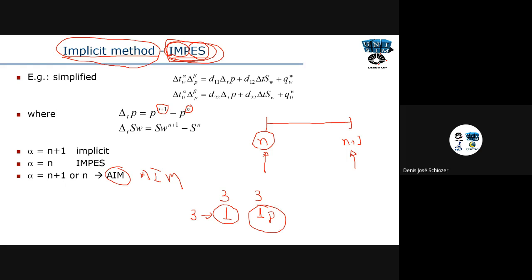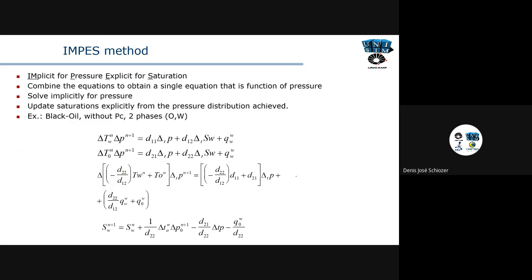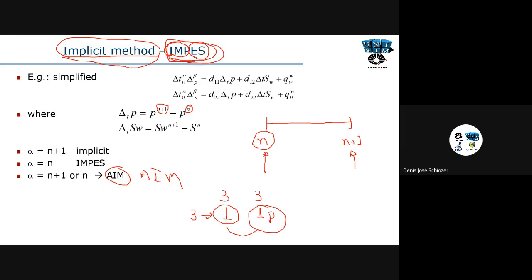Then when I calculate the pressure, I go again into the equations and then I solve for saturation. So I solve first for pressure and then I solve for saturations. I'm going to explain a little bit, then I go back.